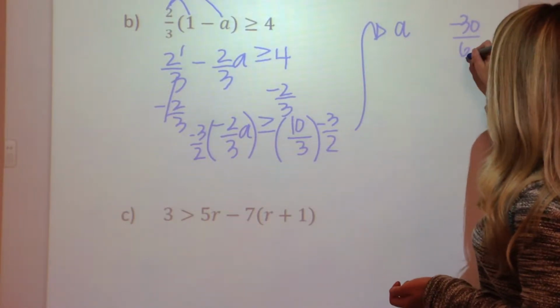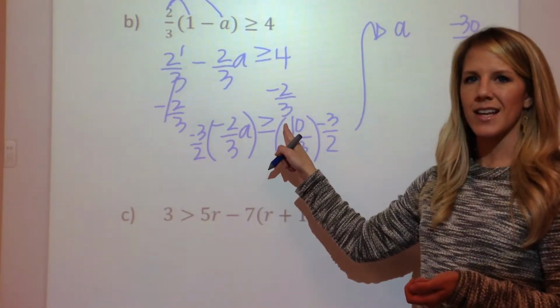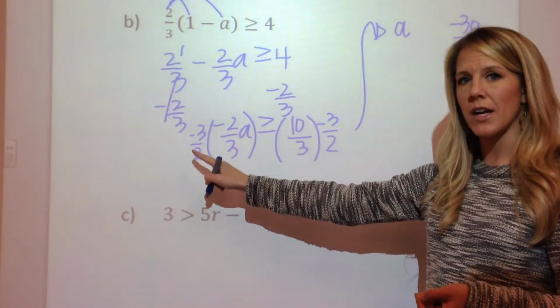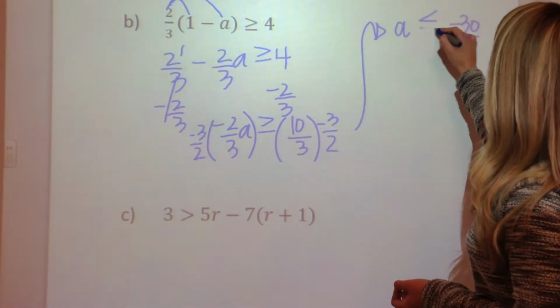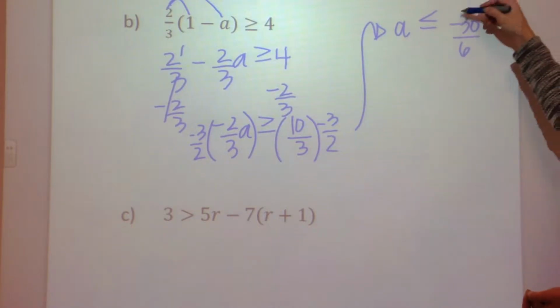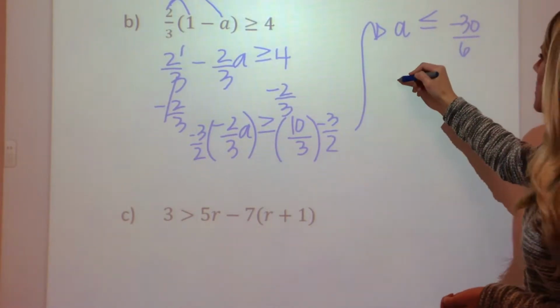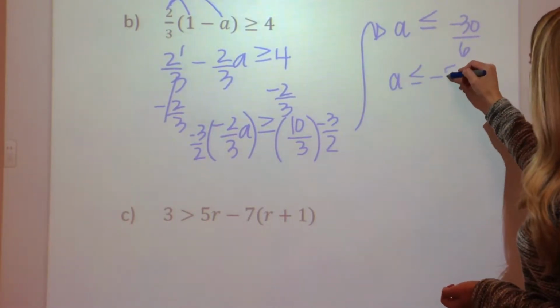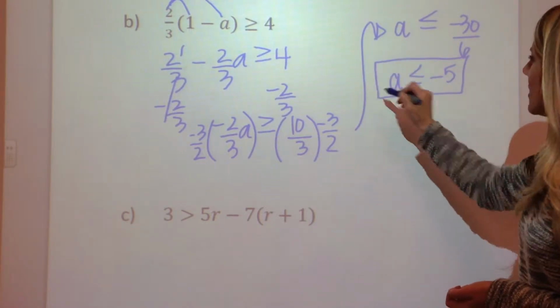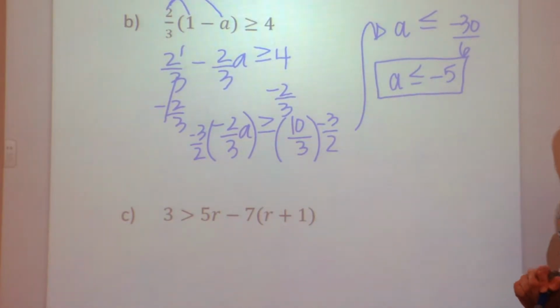3 times 2. But here's the thing. Does my sign stay the same? No, I'm multiplying by a negative number, so we need to flip that sign. Finally, can I simplify this? Negative 30 divided by 6? Yes, that's negative 5. So my solution set is any number less than or equal to negative 5.